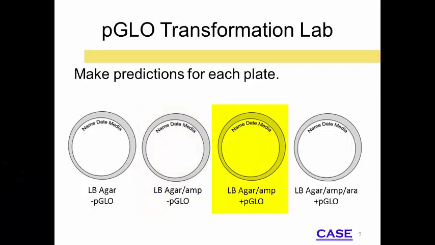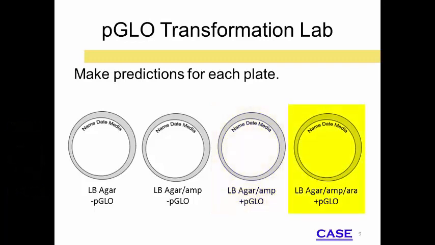The third plate contains LB agar, ampicillin, and pGLO genetic material. Genetic modification should take place, but only a limited number of bacterial colonies will appear, as not all will take up the plasmid to be resistant to ampicillin. Although the modification will take place, the colonies will not exhibit bioluminescence as there is no activator.